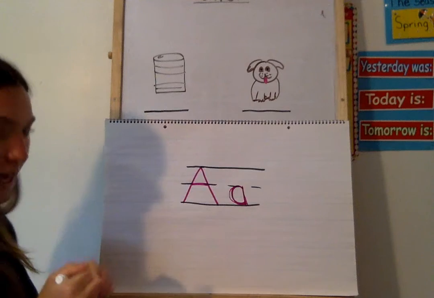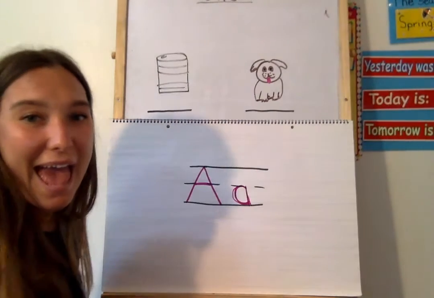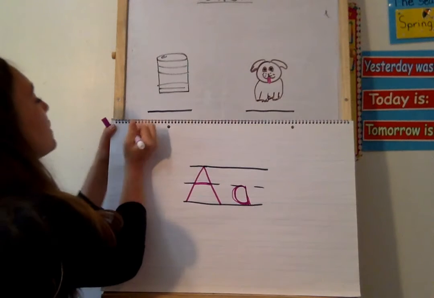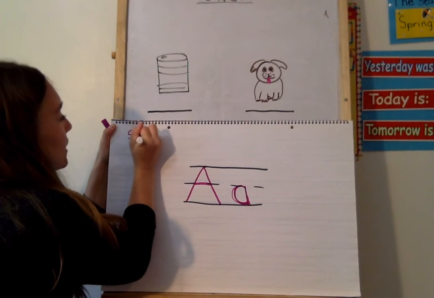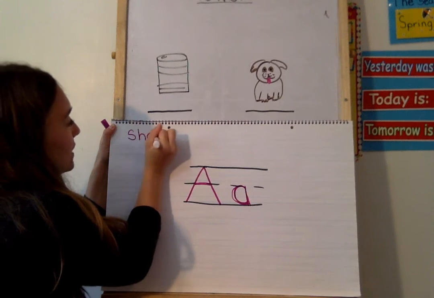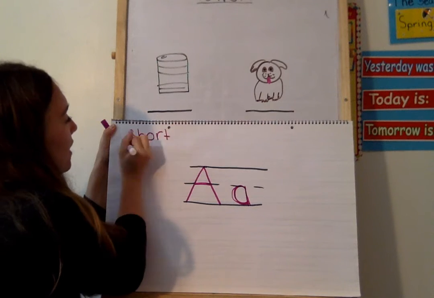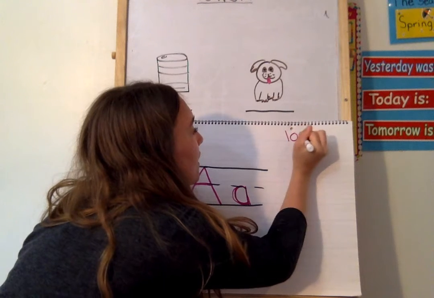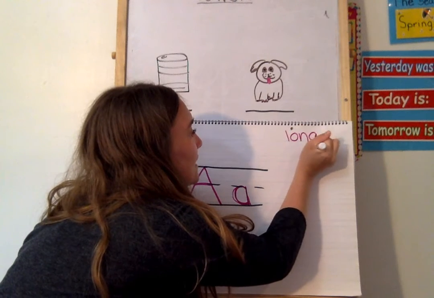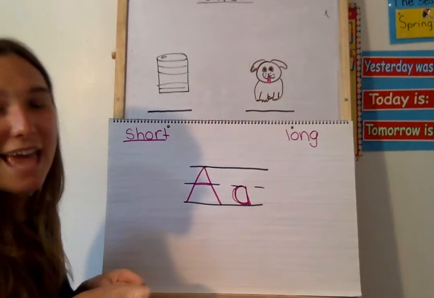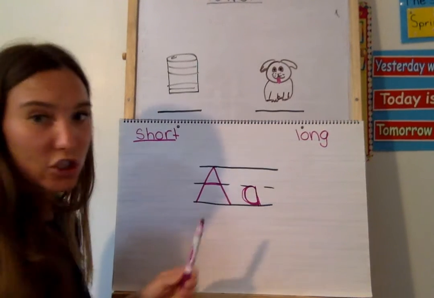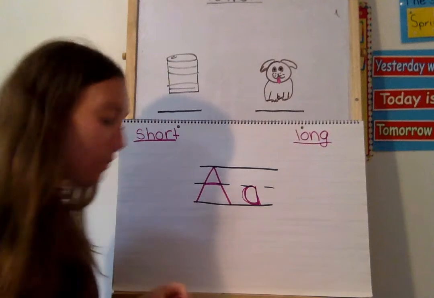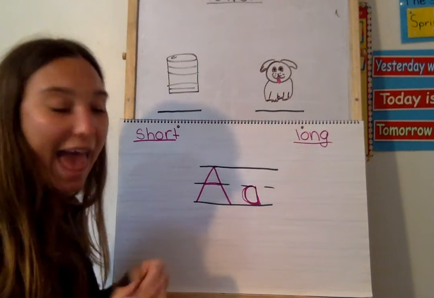A. And A makes the sound ah. That is the short sound, so I'm going to write short sound over here. Short sound of A. And then the long sound of A says its name, A. So it's a little tricky, but for now, let's just do our short sounds. Let's think of some words that begin with ah.